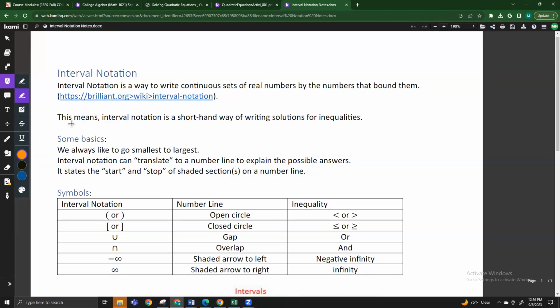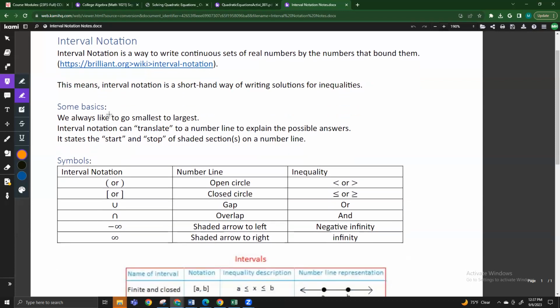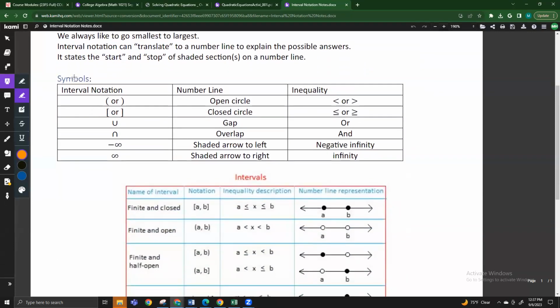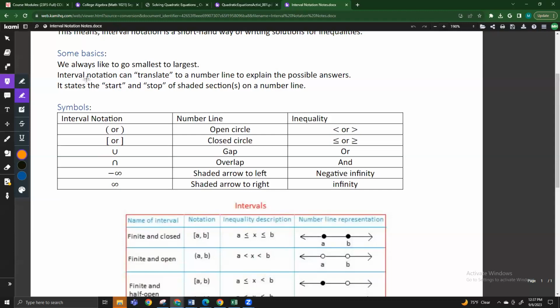What it really means is interval notation is a shorthand. It's a short way of writing what information we can get from the number line without having to write the inequalities or anything else. It's really a shorthand. So what you really need to know is some of the basics of it. And it goes the same way with inequalities: we always like smallest to largest. And then we have some symbols that we use to make it into a code.